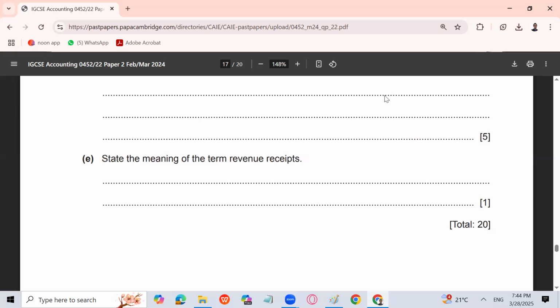State the meaning of the term revenue receipt. So the amount spent on purchase of a non-current asset is a capital expenditure, and the amount received by the sale of a non-current asset is a capital receipt. But whatever income you get through sales revenue or through any other means is a revenue receipt. Like commission received, rent received, interest received, they are all revenue receipts.